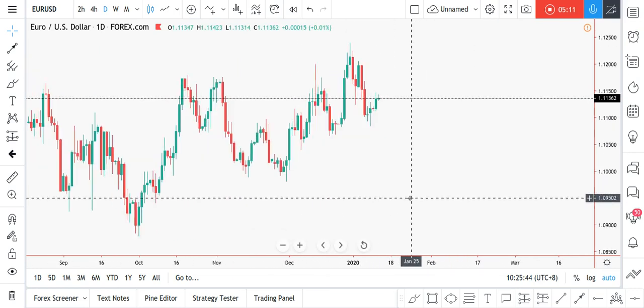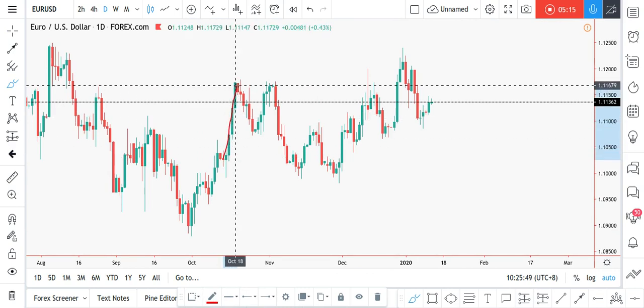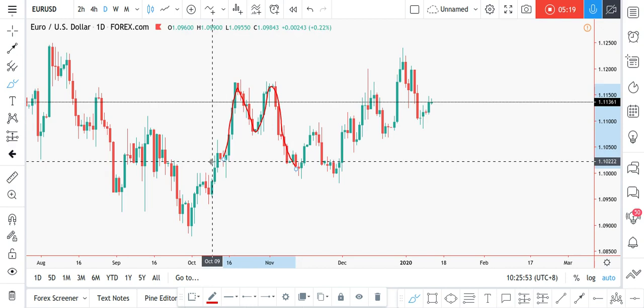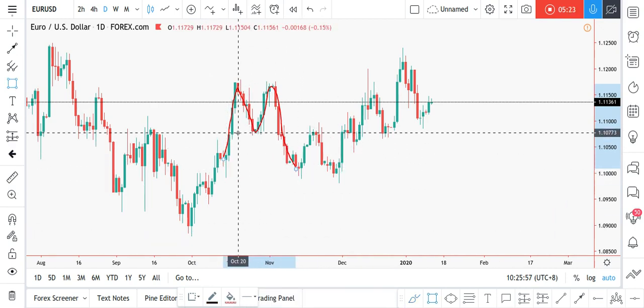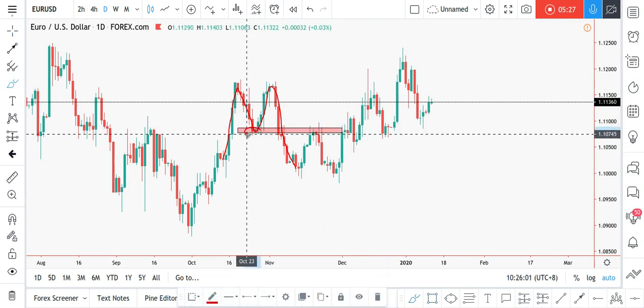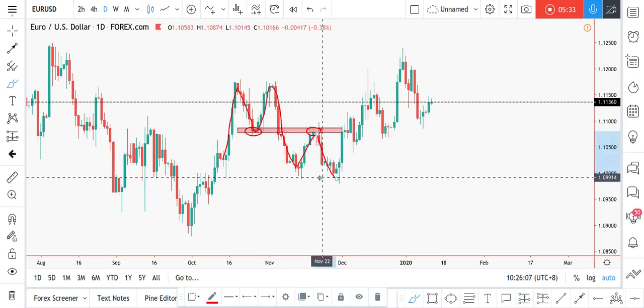So very clear, easy to see. We have a nice M formation. This is Euro USD from a daily time frame, and you can see this nice M formation that is formed. After the M formation, what did we have? We had a nice retest of the previous neckline over here, which was previous support, now turned resistance, and we expected this move to make a push to the downside.